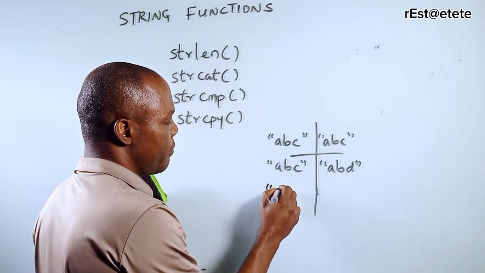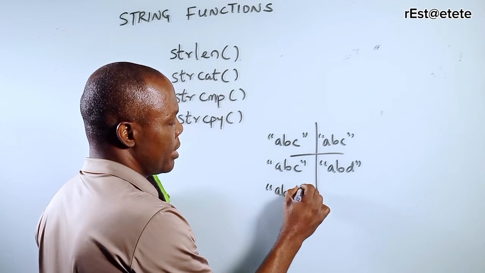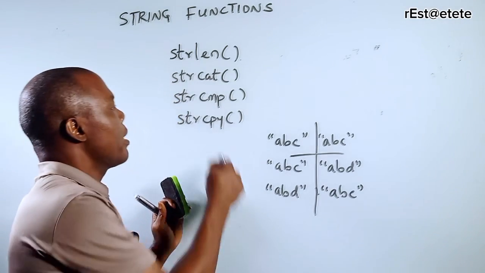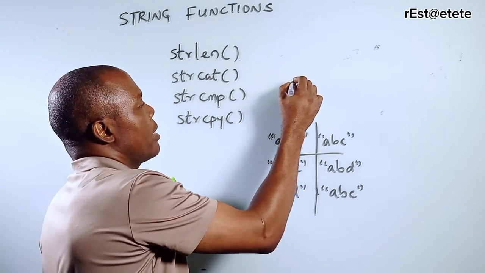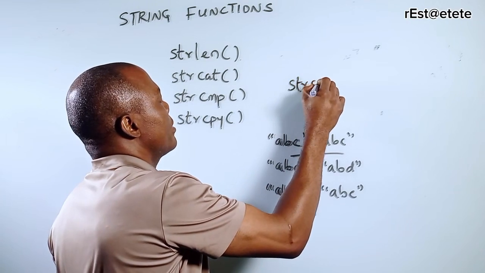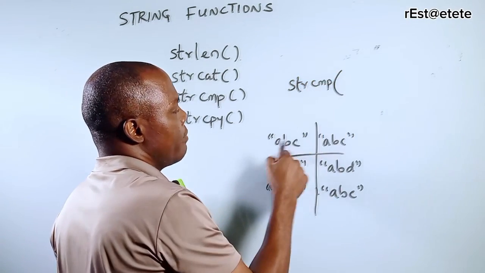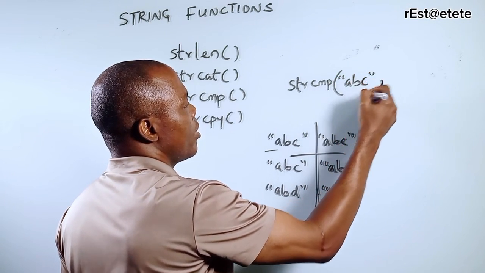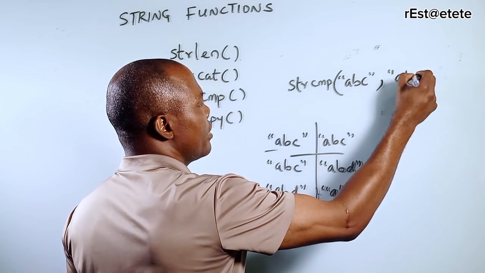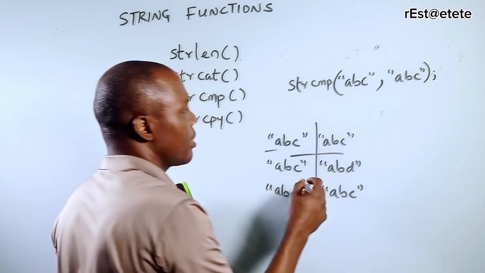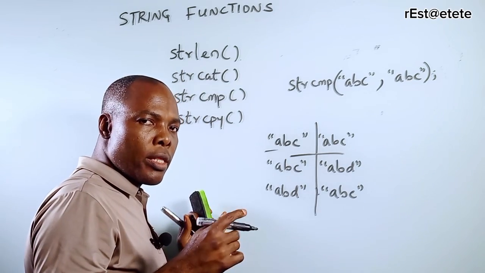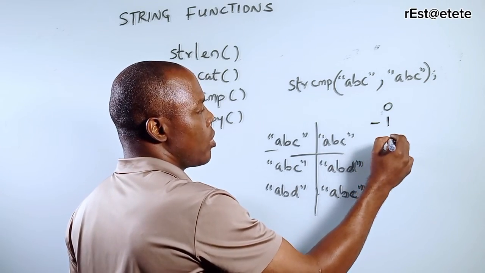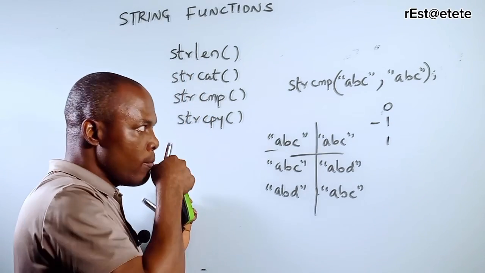And this one, I have A, B, D, and then this one, A, B, C. So I want to compare. If I call this string compare, strcmp, and I compare these two, A, B, C and A, B, C, string compare is going to return an integer, either 0 or -1 or 1. That is what it will return.